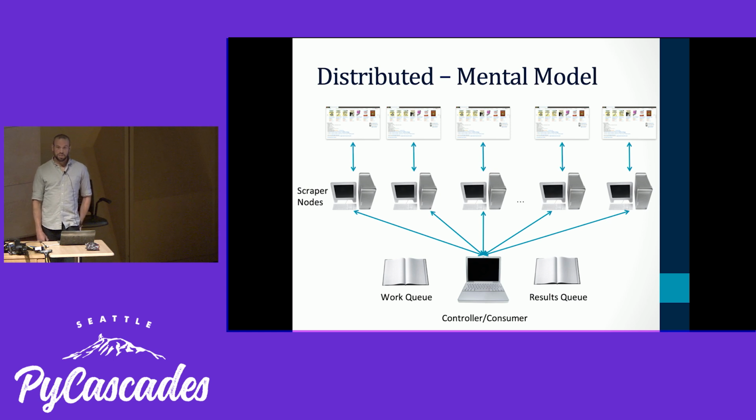The scraper nodes are going to individually be able to pull from the working queues. They're each going to, in parallel, be able to scrape at the same time. And then they're going to feed the results from the scraping nodes back into a second results queue, the consumer, which will then validate and store the data for final use.